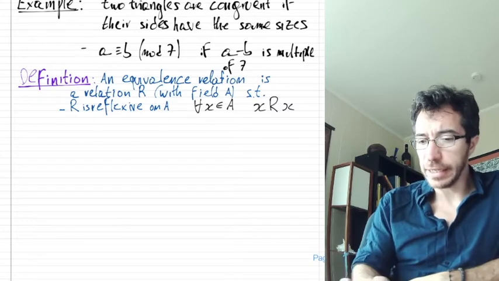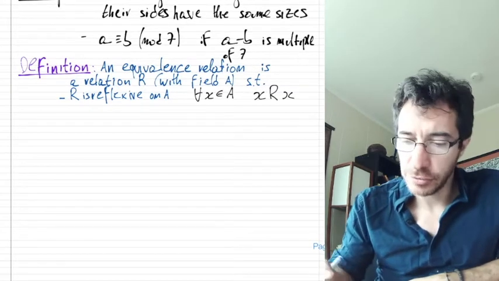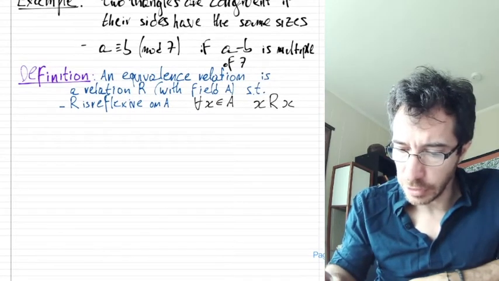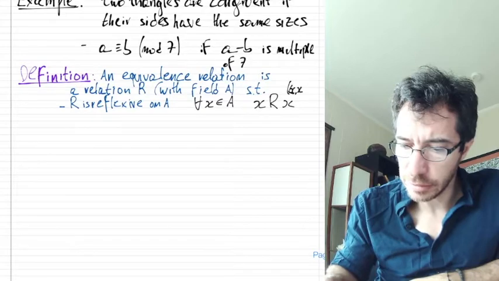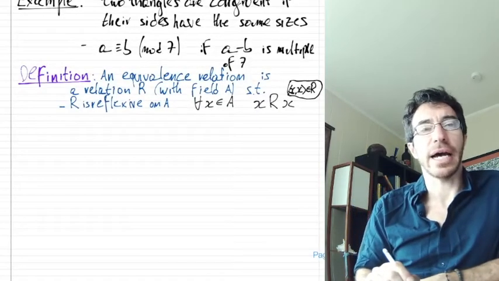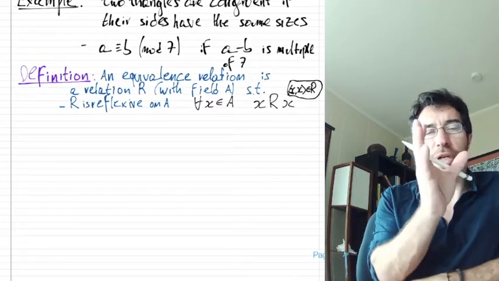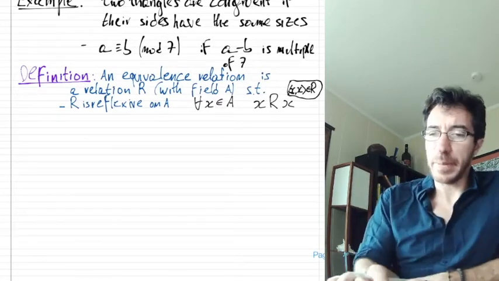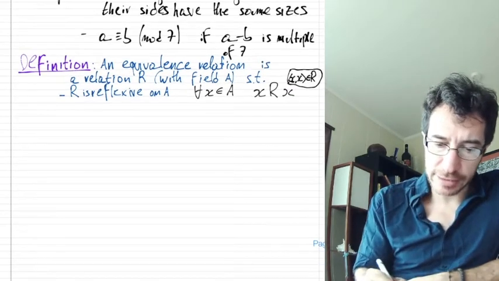This is just a shorthand for the notation that the pair (x, x) belongs to R. Okay, so that's what we mean by xRx. It's easier to visualize when you have a binary relation to put the relation in the middle, but we mean that the pair belongs to the relation. Okay, so it needs to be reflexive.